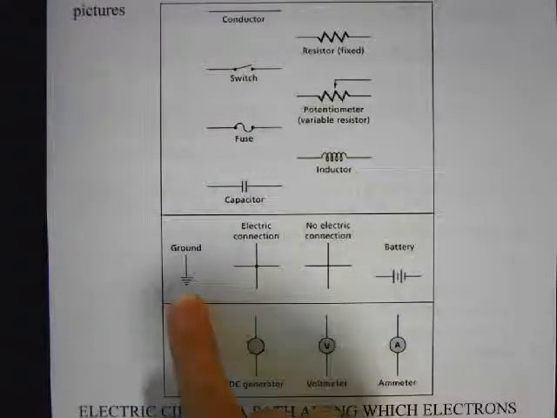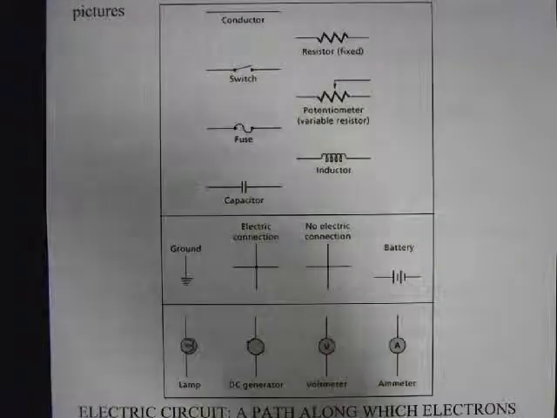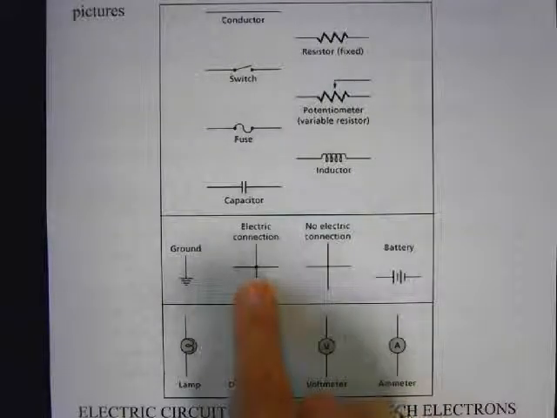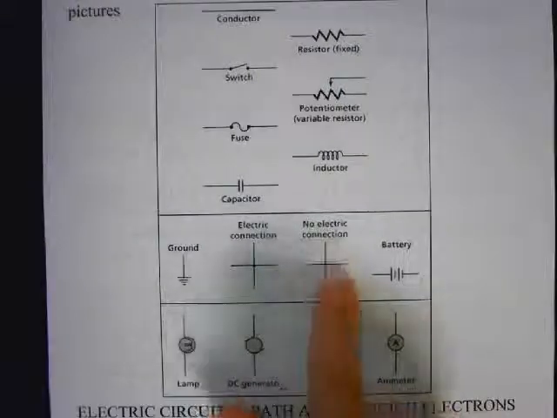Okay, this means something's connected to ground. Now what happens is circuits can become complex. So wires are going to cross, but that doesn't necessarily mean there's a connection. So if there's an electrical connection, there's a dot, and if there's no electrical connection, it just looks like this.